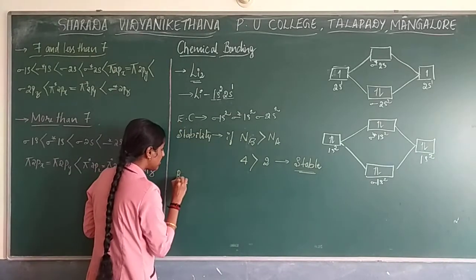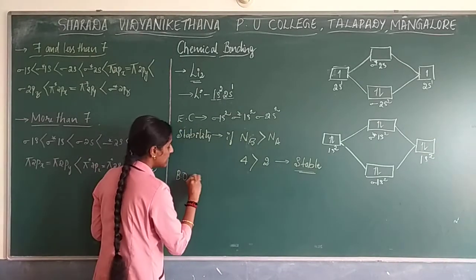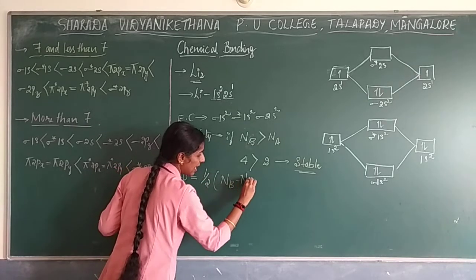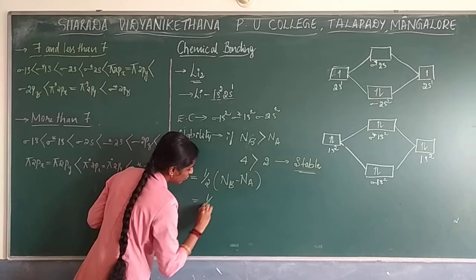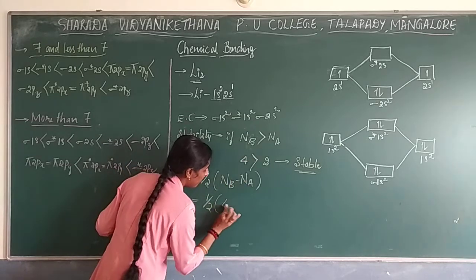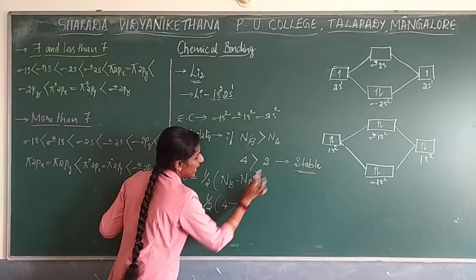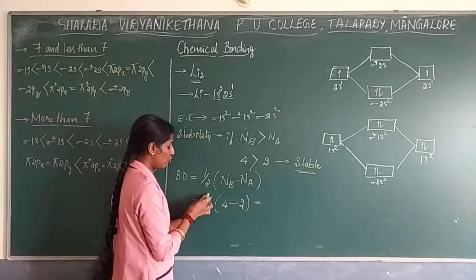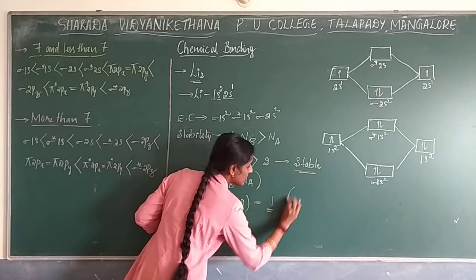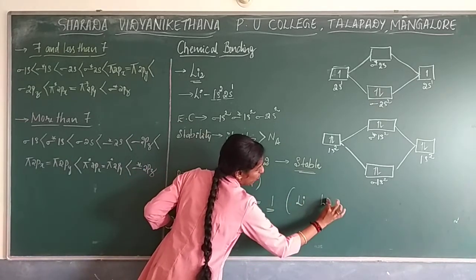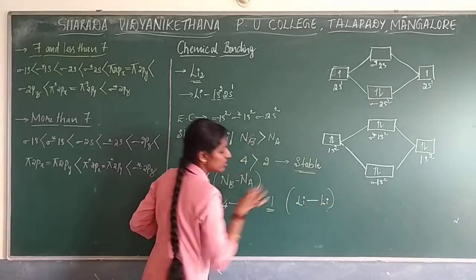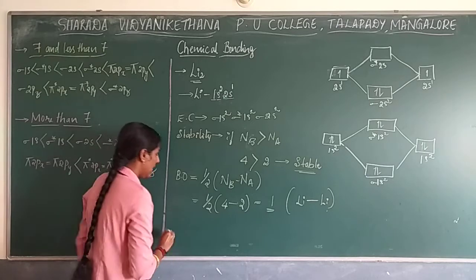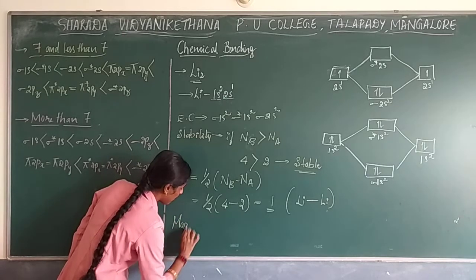Next, what do we have to consider? We have to consider the bond order. What is the formula? Half into NB minus NA. So half into NB value, that is 4, minus NA, which is 2. So 4 minus 2 is 2, 2 by 2 is 1. So obviously between the lithium molecule it has just a single bond. Only one bond will be present in the lithium molecule. Next, what do we have to check? Magnetic property.